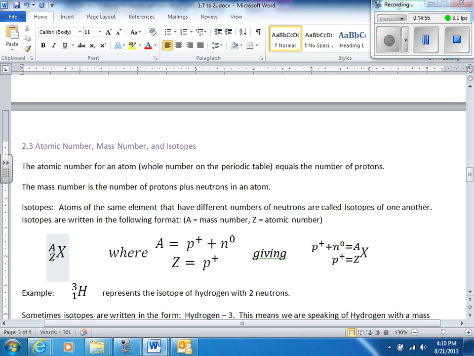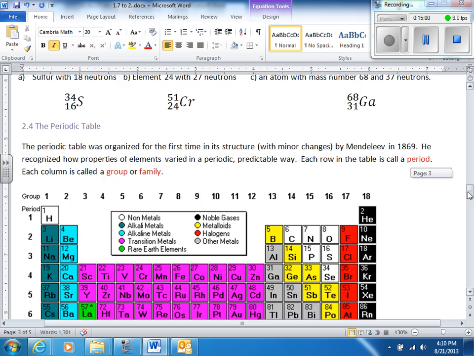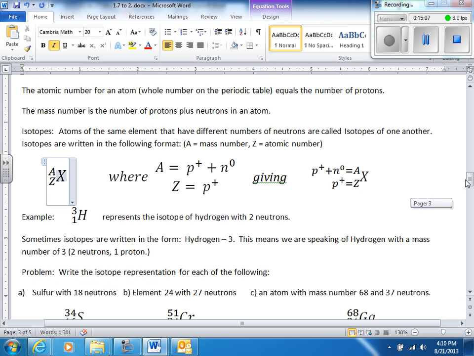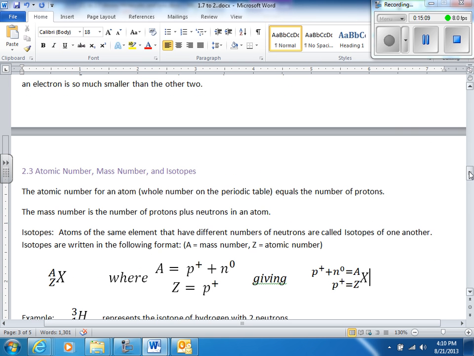So we have these symbols like this. X is your element, so that would be At or I or Br or Cl. It would be the symbol for the element. Now, isotopes, we'll talk about isotopes a lot. An isotope is a specific atom with a specific number of neutrons. Atoms of the same element that have different numbers of neutrons are called isotopes of one another.